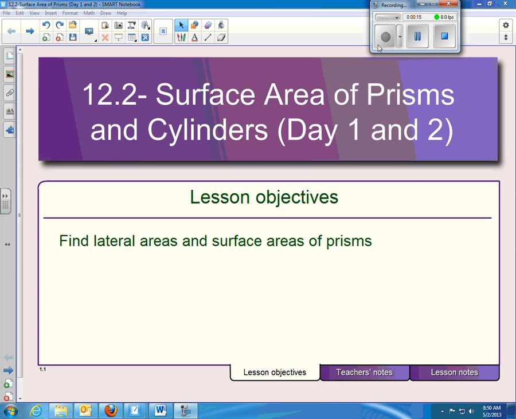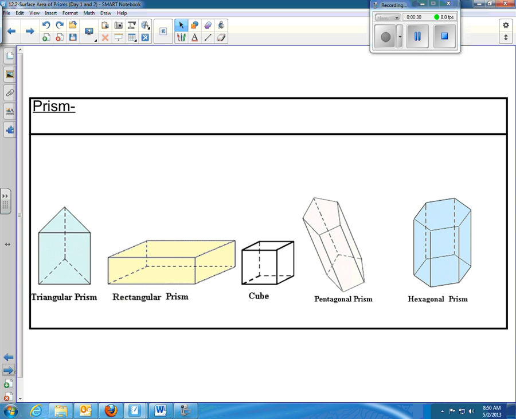The reason why we're going to start 2 days on prisms is we have to talk about the definition of prisms, we're going to practice drawing prisms, and then we need to learn about the different parts. So we are going to find the lateral areas and the surface areas of prisms. By the end of day 2, we should be able to do both of those. All right, so let's start off by talking about what is a prism.